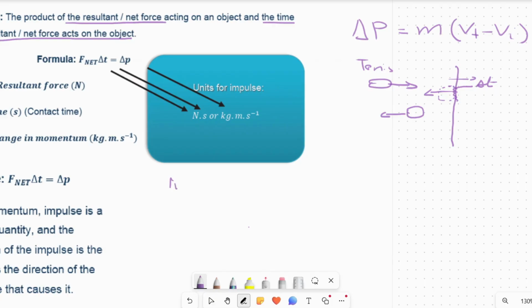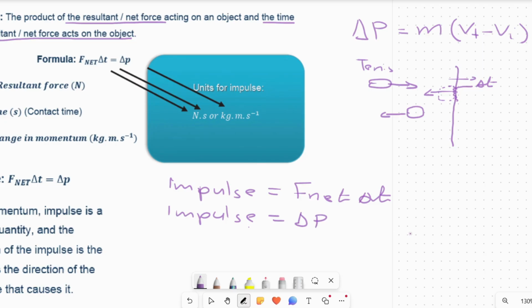So we are saying the impulse is the time taken for a net force to act on an object. But remember one most important thing. When a net force acts on an object, it's going to do what? It's going to change the momentum. So that's the reason why we also say that impulse is a change of momentum of an object. It's equal to a change of momentum of an object.